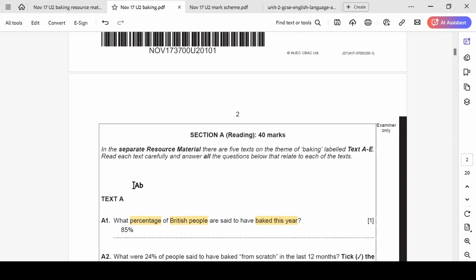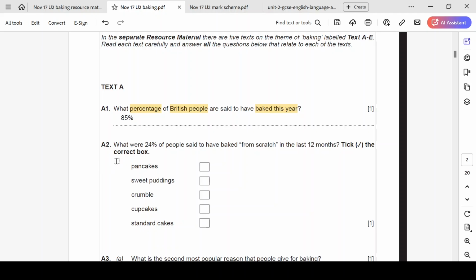Don't have to write it as a full sentence. A lot of longer answers you do need to write, obviously, in full sentences, but when it's a single mark question like this and there's not a lot of space to write your answer, the actual number in this case is fine. Question 2, again, I'm going to use my highlighter.